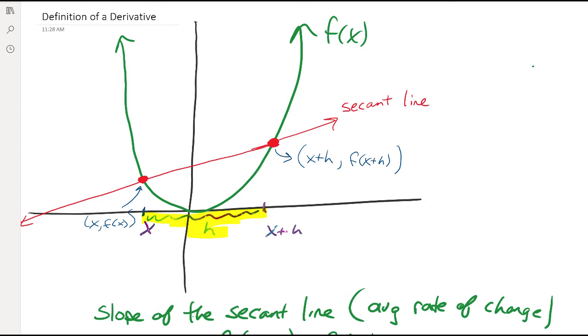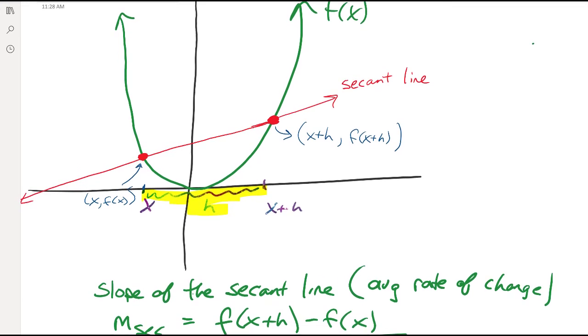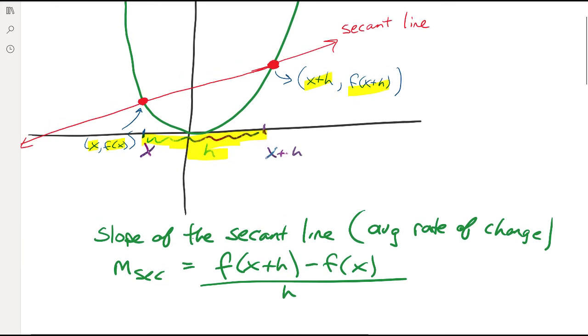Then we figured out that if we want to find what's called the average rate of change, that's the same thing as the slope of the secant line. All we have to do is take f of x plus h minus f of x and divide it by x plus h minus x, and then simplify that. We end up with the slope of the secant line, which is the average rate of change, what I'm highlighting here. So the average rate of change can be found in exactly that way.